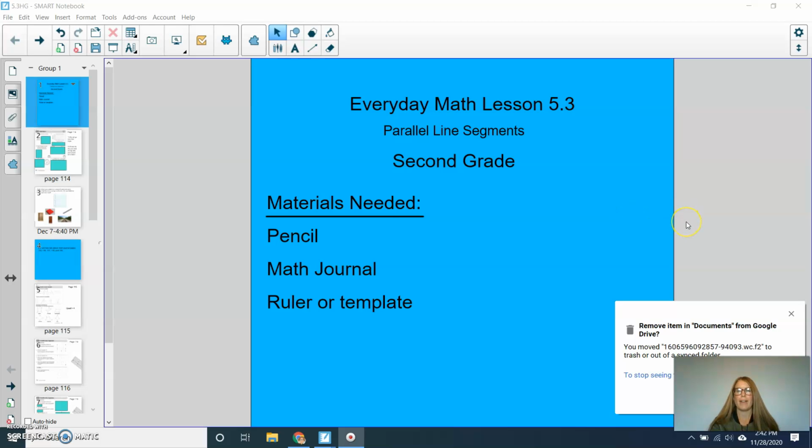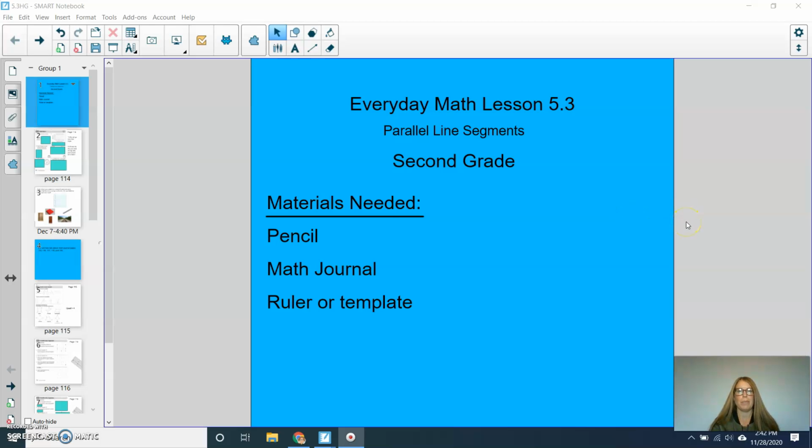Boys and girls, welcome to Everyday Math Lesson 5.3, Parallel Line Segments. The materials that you'll need today: pencil, math journal, and then either your ruler or your template.